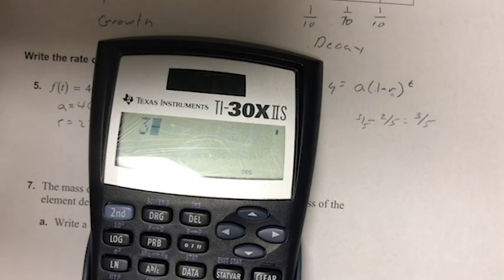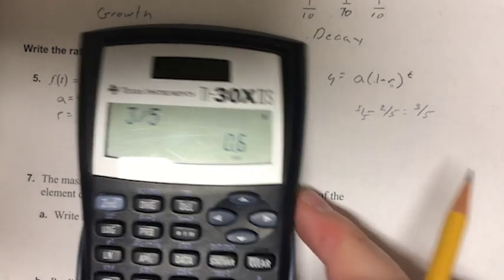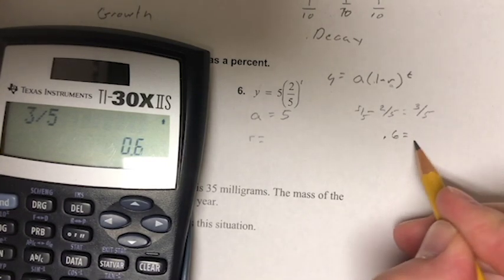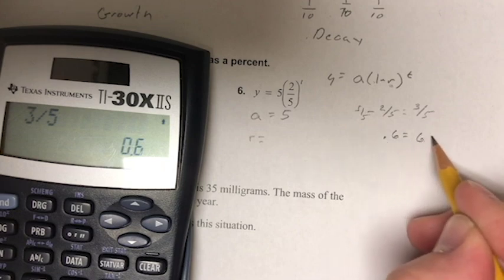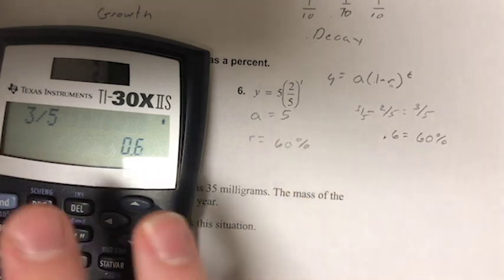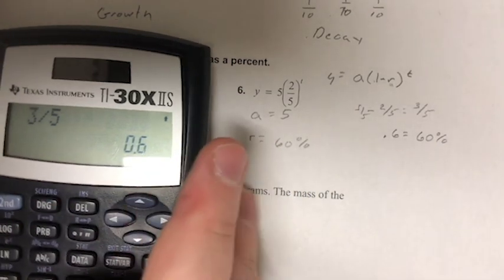And we can change that into a decimal real quickly. That's 0.6. And we know how to change 0.6 into a percent by moving our decimal over twice to give us 60%. So this particular problem has a rate of decay of 60%.